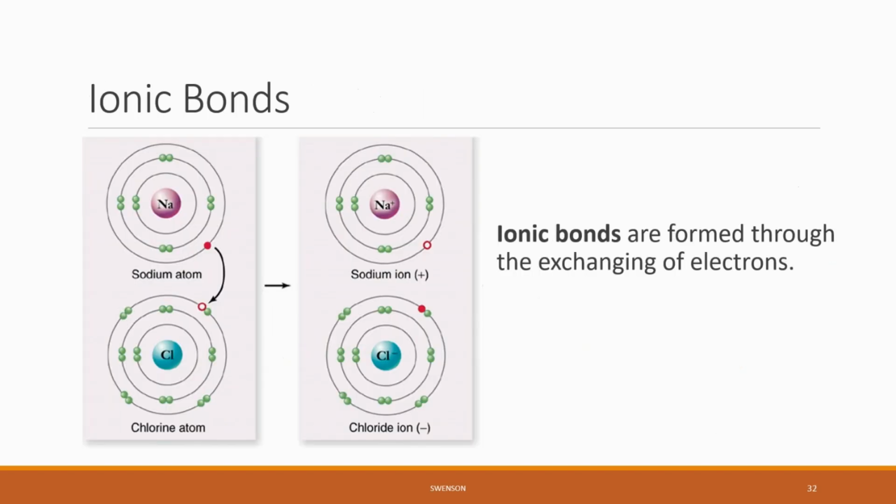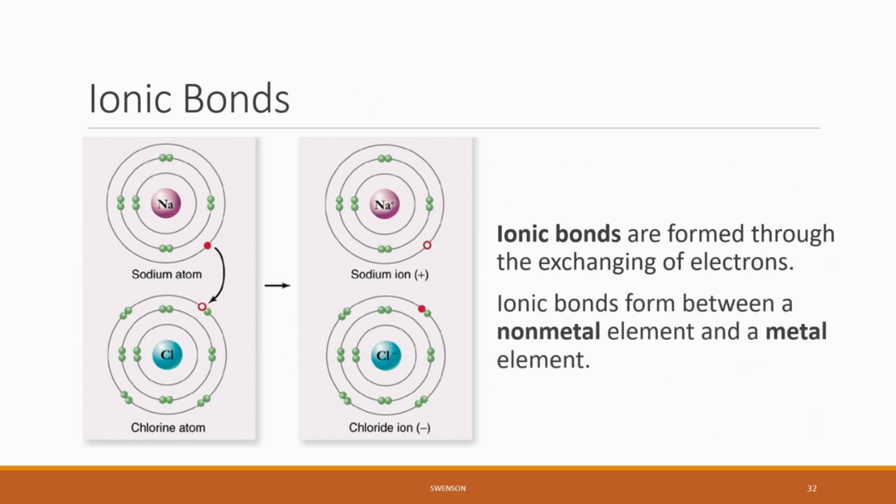Bonds can be generally categorized into 2 types. Ionic bonds are formed through the actual exchange of an electron, where one atom donates its electron to another. They occur between 2 types of elements, a nonmetal and a metal element. Here, the metal sodium, denoted by Na, donates one of its electrons to chlorine, Cl.